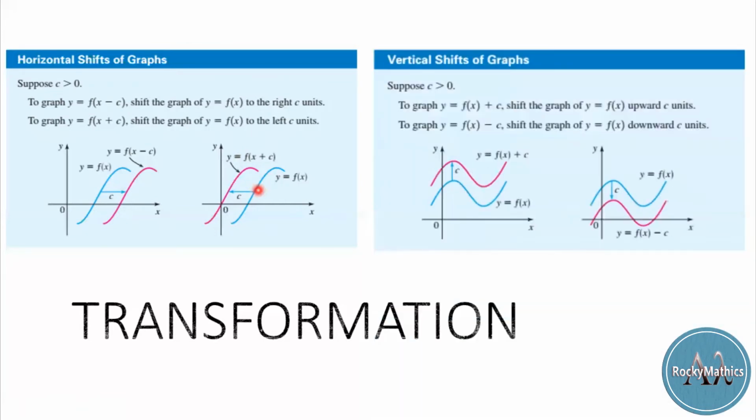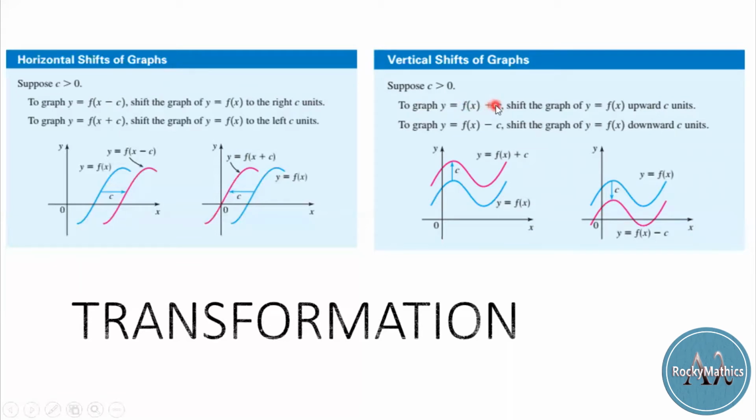Another one is this. If we have the horizontal shifting, we also have the vertical shifting. Now, when can this happen? Suppose c is greater than 0, then to graph y = f(x) + c, so this is of the form f(x) + c, all we have to do is to shift the graph of y = f(x) upward c units. Take note, this is no longer a composite function.